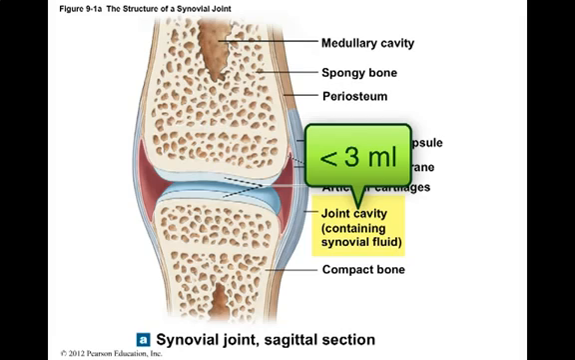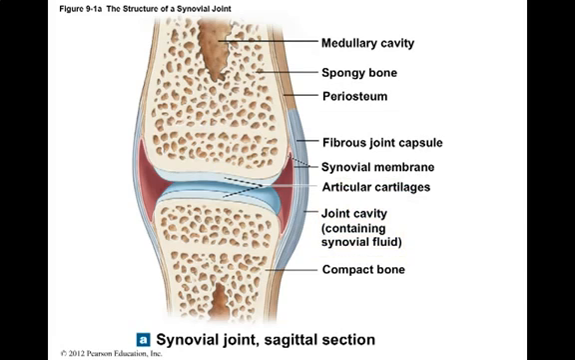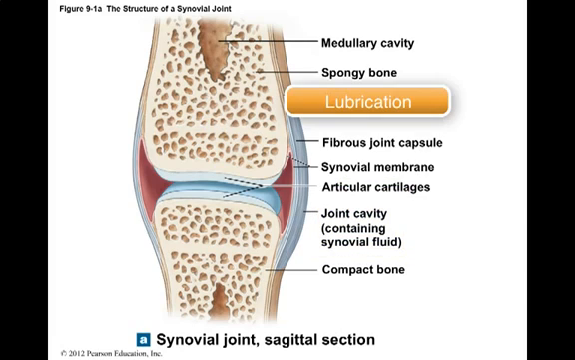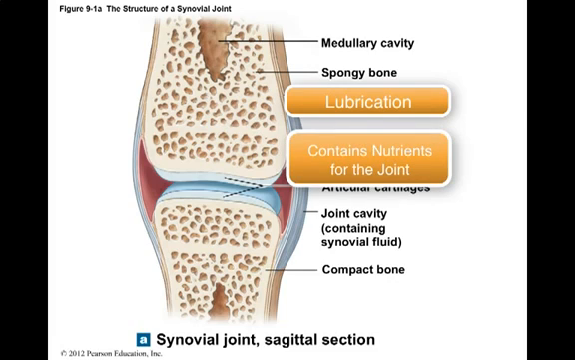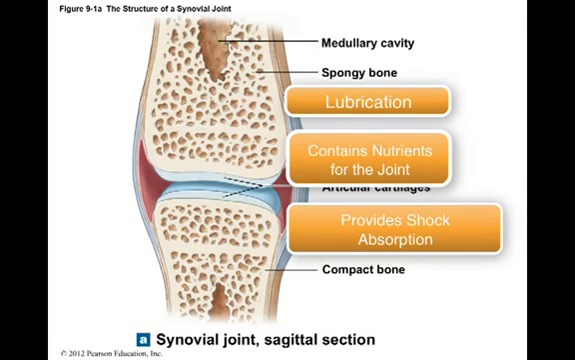The synovial fluid within a joint has three primary functions. It helps to lubricate the articular cartilages to reduce friction between the moving surfaces of the joint. It also contains nutrients for the chondrocytes of the articular cartilages. It also provides shock absorption to help cushion joints that are subjected to compression, such as when you jog or run.